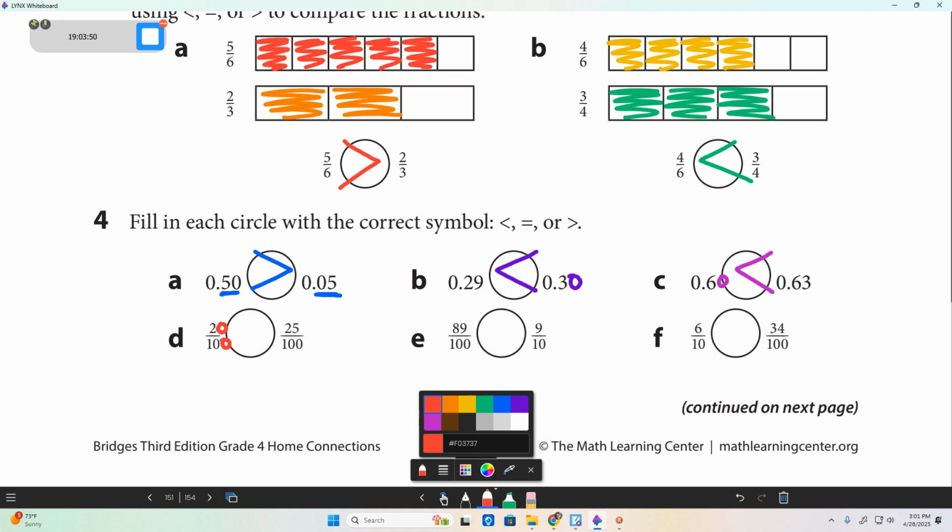What's bigger, 20 hundredths or 25 hundredths? 25. Multiply the top by 10 and the bottom by 10. So now they're both hundredths. And ask yourself, what's bigger, 89 hundredths or 90 hundredths? And what's bigger, 60 hundredths or 34 hundredths? So again, a really big concept in fractions and decimals is to make things as similar as possible, right? Make the denominators the same, make the decimals go up to the same place value.